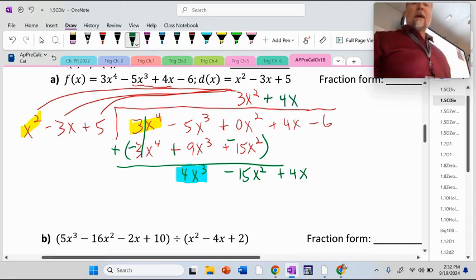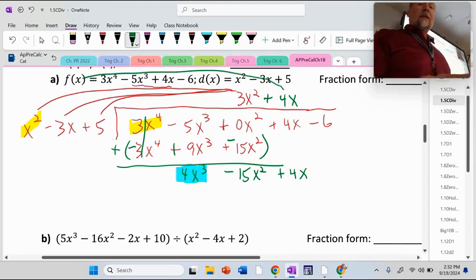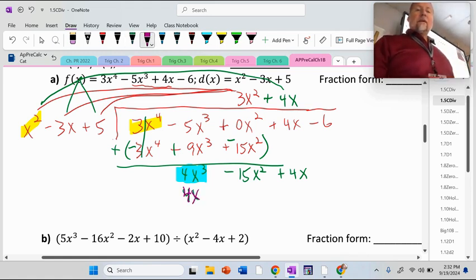So plus 4x, and then what do we do? It starts with a D. Distribute. Maybe we'll just do it that way, so I don't have to keep doing the lines. So that's 4x cubed. 4x times -3 is -12x squared. 4x times 5 is 20x.